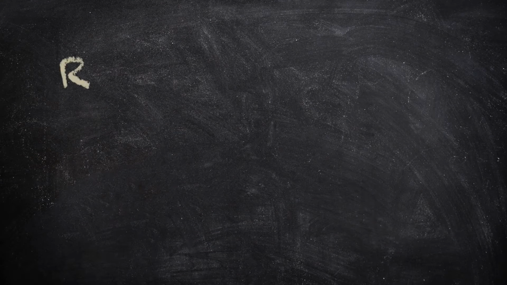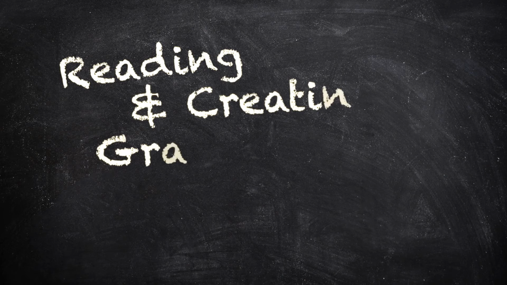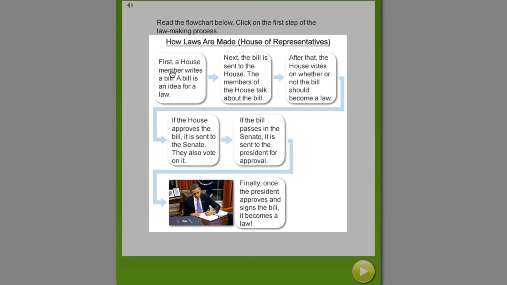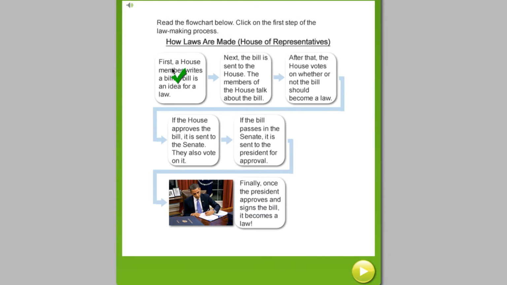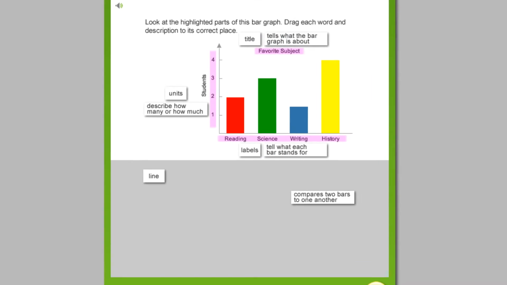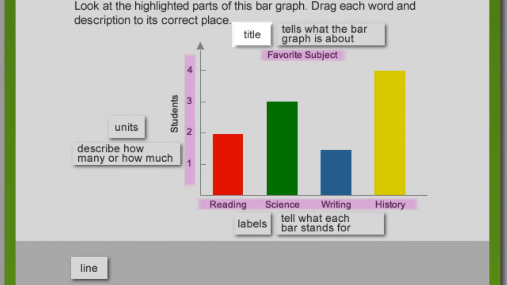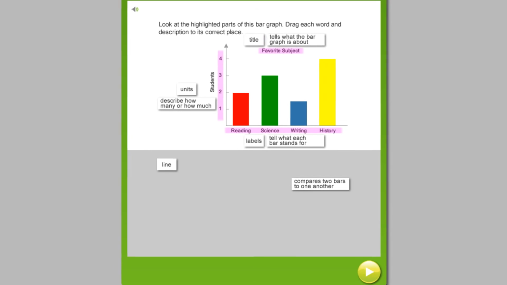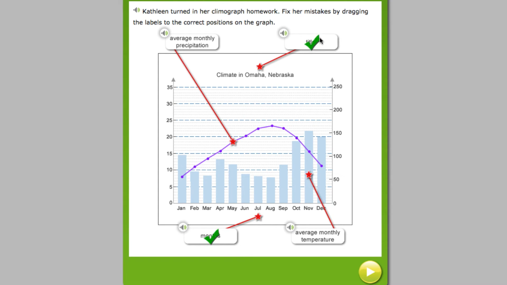Students will also learn skills in both reading and creating graphs, charts, and tables. Here the student is learning how to read a flow chart, while also learning how laws are made in the House of Representatives. In this lesson, students use the drag and drop manipulative to label the graph with both the word for the part of the graph and what that part of the graph is for. In this lesson, the student will rearrange these labels when learning about a climograph and what it represents.